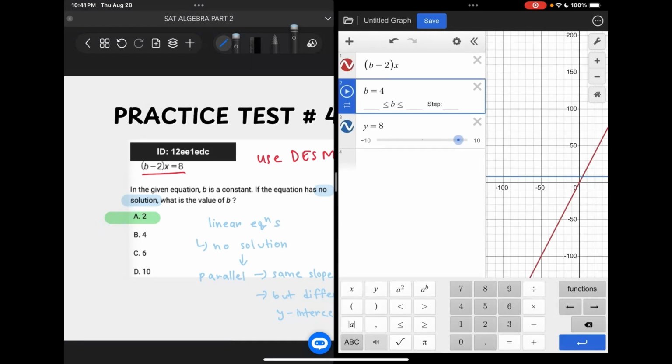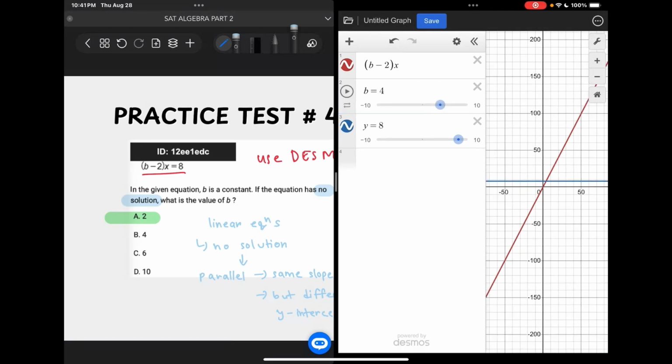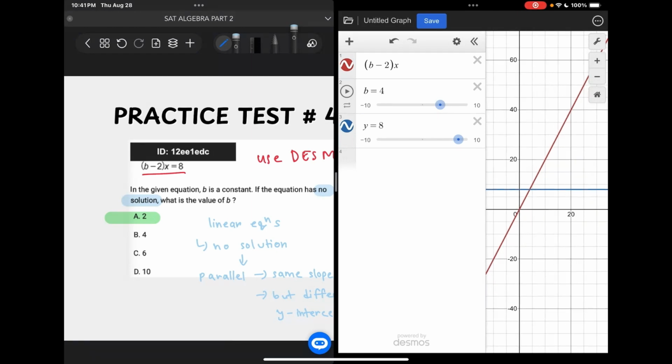Now, if it is 4, as you can see, they intersect at this point. Let me just zoom in. Yeah, they intersect here at (4, 8).